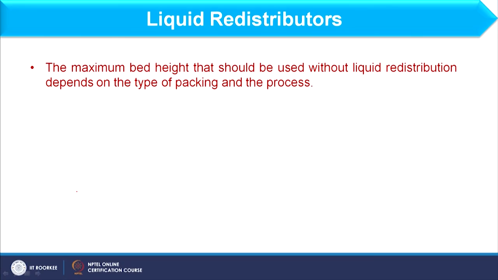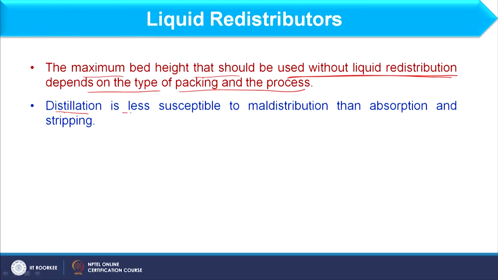And now we have a few more points about the liquid redistributor. In this, the maximum bed height that should be used without a liquid redistributor depends on the type of packing and the process. Okay. So, depending upon the packing type, the size of the packing and the process, we can decide the height, whether a liquid redistributor is required or not. When we consider the distillation column, it is less susceptible to maldistribution than absorption and stripping. Okay. What is maldistribution? When distribution is not proper. So, that we face more in absorption and stripping columns with respect to distillation columns.